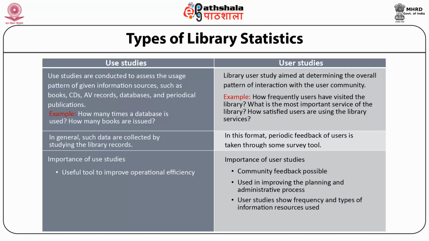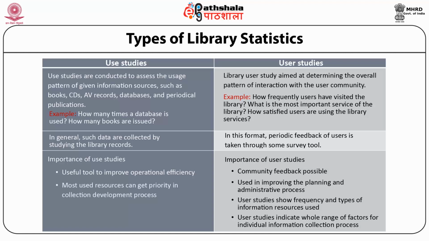User frequency can be improved by doing some out of the box thinking. User studies indicate a whole range of factors for individual information collection, whereas in the use area, the most used resources will be given more priority. Maybe whenever you enter the library, they can be shown in a different rack. Maybe you can take some of the books out of them, put them in a rack and give it a caption like most used books.